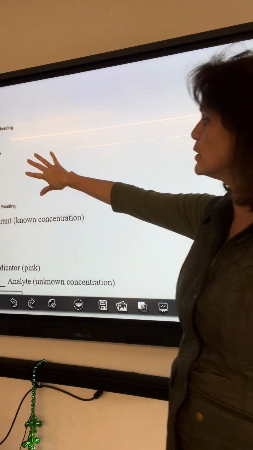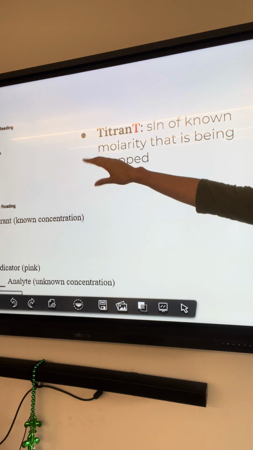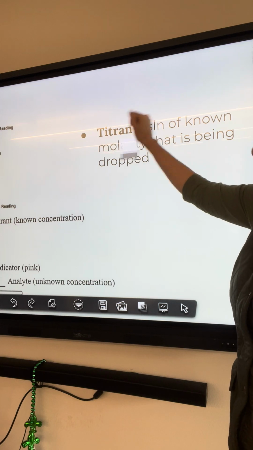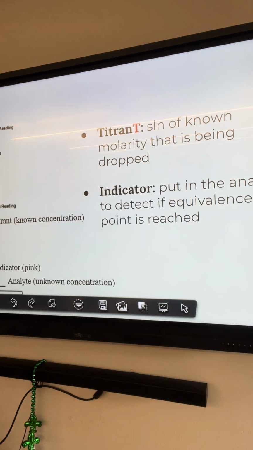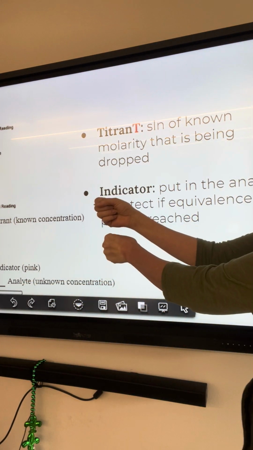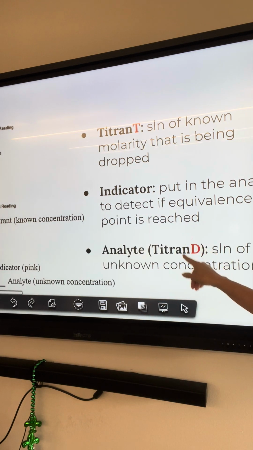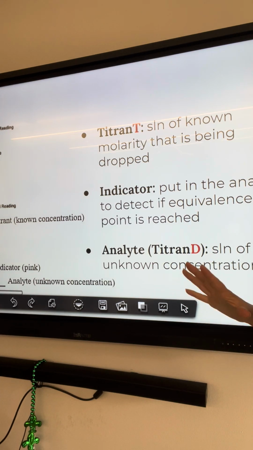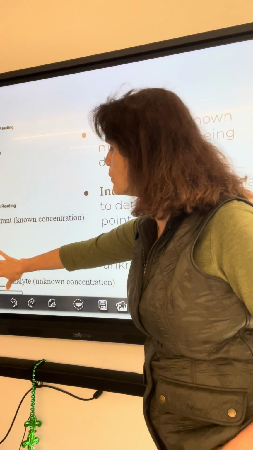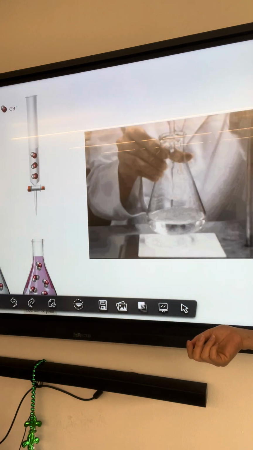You have something called the titrant. You can click, and which is what is on top. Titrant with T is on top is the solution that you know what the concentration is. You're going to have an indicator which is going to change color when both concentrations are the same. And then you're going to have the analyte or titrant D, which is down, is the solution of the unknown concentration. When the moles here equals to the moles there, the color will change. That's called the endpoint. Yeah?